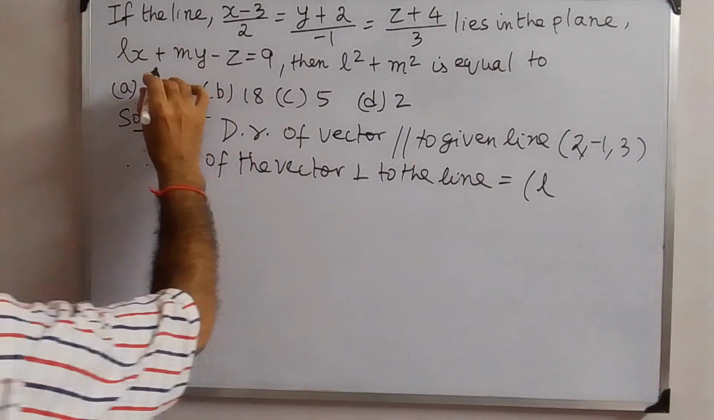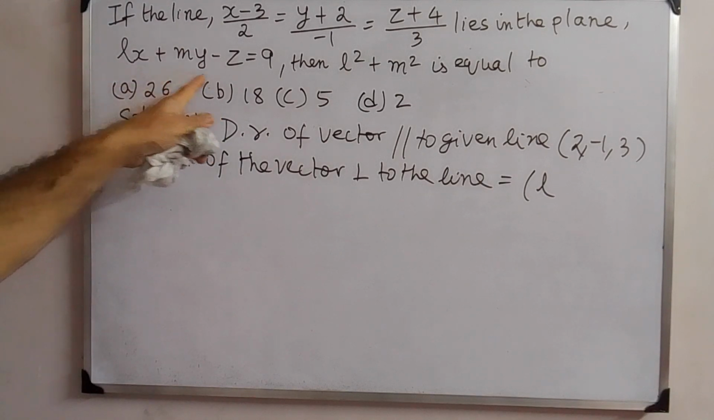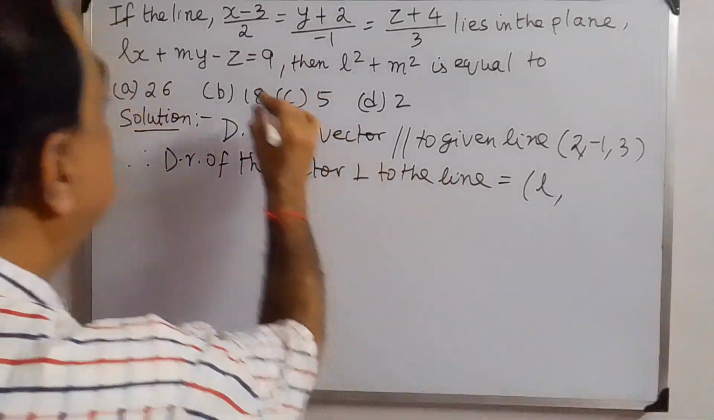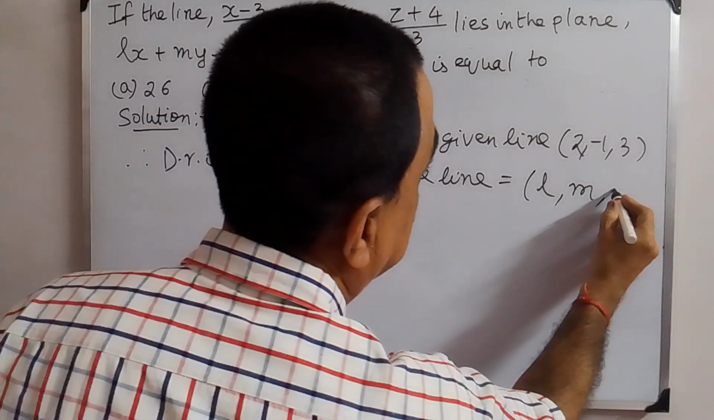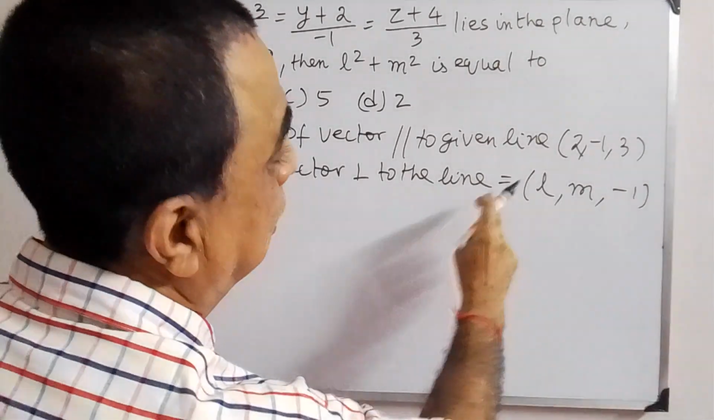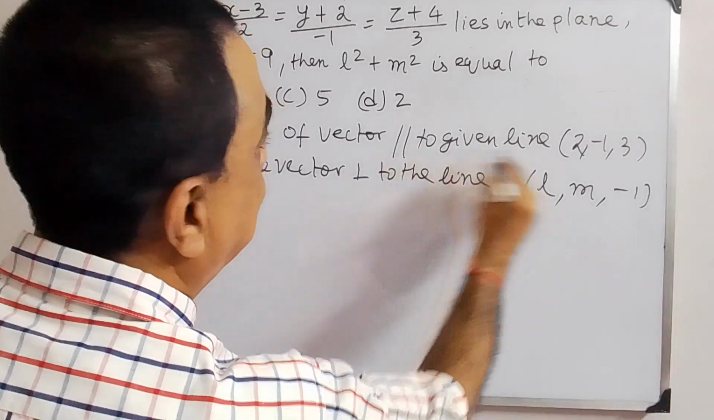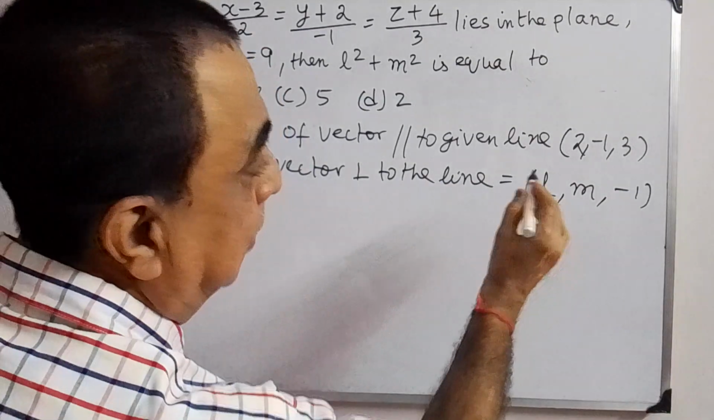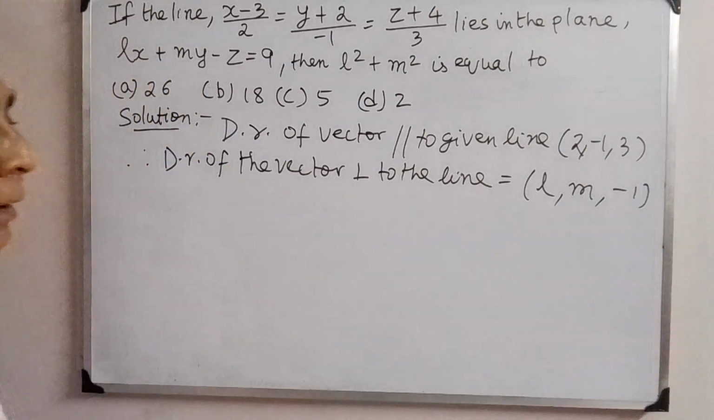The x coefficient, y coefficient and z coefficient are the direction ratios of the normal to the plane. So the coefficient of x is L, the coefficient of y is m, and the coefficient of z is minus 1. So this is the direction ratio of the vector which is perpendicular to the plane, so it will be perpendicular to the line also. This vector which is parallel to the line and the vector which is perpendicular to the plane are perpendicular to each other, so their dot product will be 0.